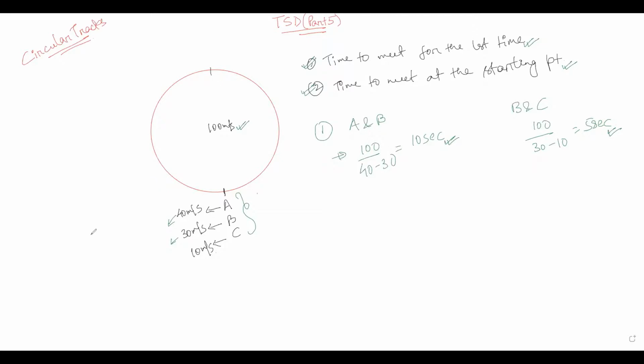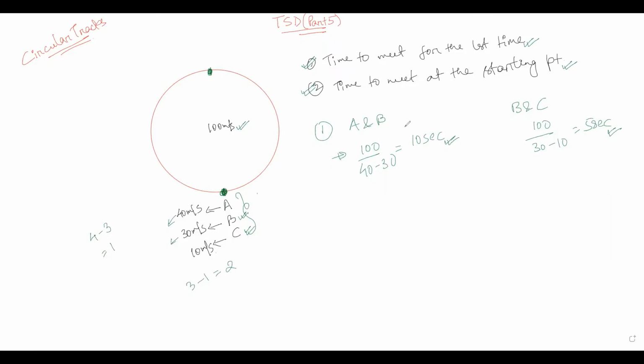Also, we know that A and B have speeds of 40 and 30 meters per second. So they'll be meeting at 4 minus 3, that is at only one point, which would be the starting point. In a similar way, B and C have speeds of 30 and 10. So they would be meeting at 3 minus 1, that is 2 points, which would be the starting point and the point which would be diametrically opposite.